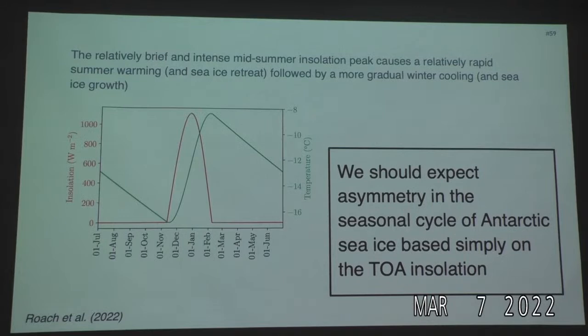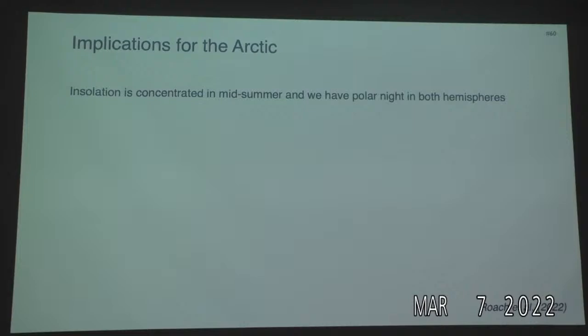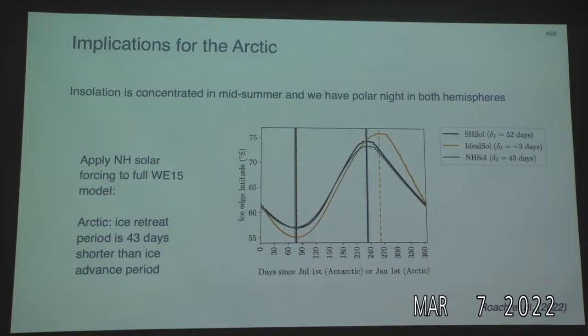Okay, so that's the case for the Antarctic, but what about for the Arctic? Obviously the insolation is concentrated in the midsummer, and we have polar night in both hemispheres. We applied the top of atmosphere insolation appropriate for the northern hemisphere also to the full version of Till's idealized model. There are some hemispheric differences in the insolation due to the current orbital parameters, so we find a slightly different value for the asymmetry. We find that in the Arctic, the ice retreat period is 43 days shorter than the ice advance period. So delta is plus 43 days, asymmetric in the same sense as the southern hemisphere.